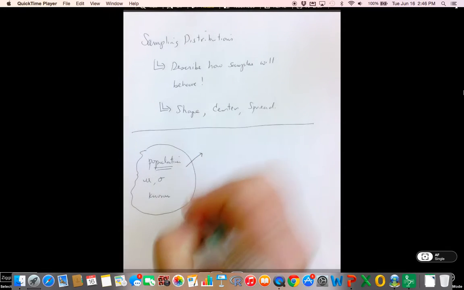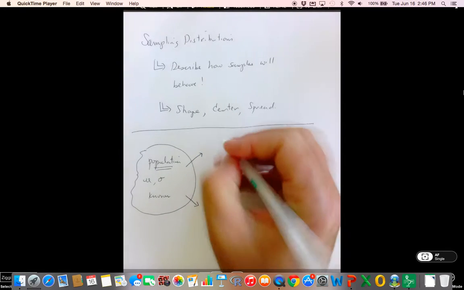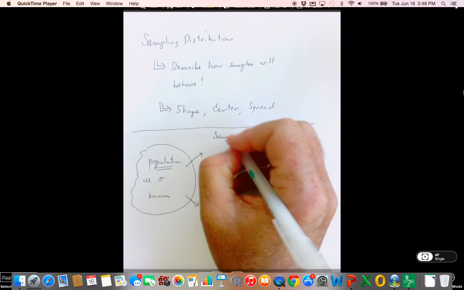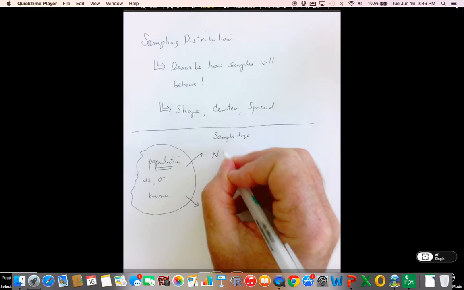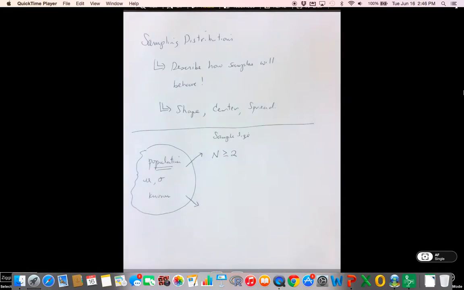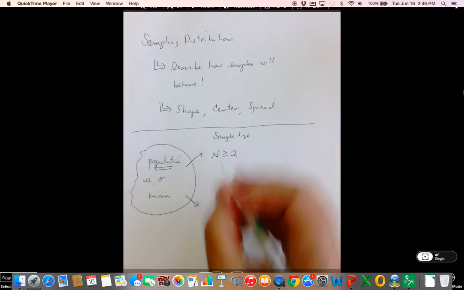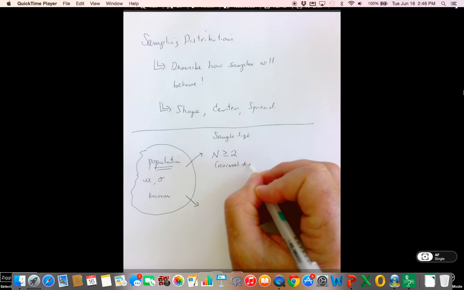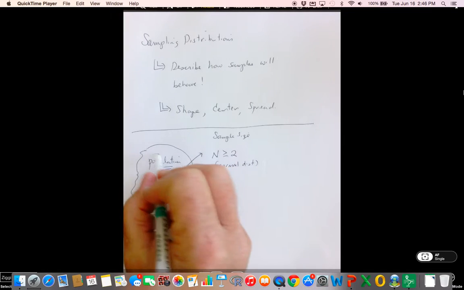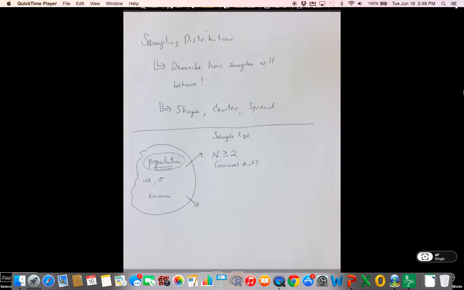The way the central limit theorem works, we start focusing on a sample size. And it turns out when n is greater than or equal to 2, we have to be assured that we have a normal distribution that we started with back here.